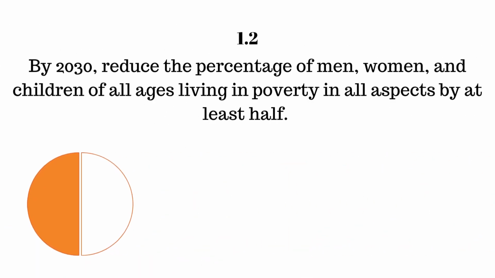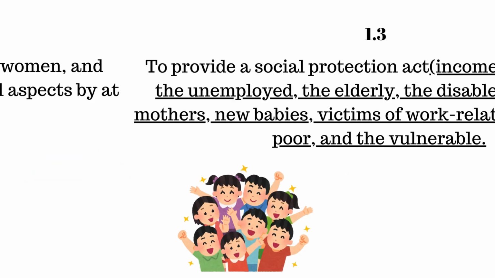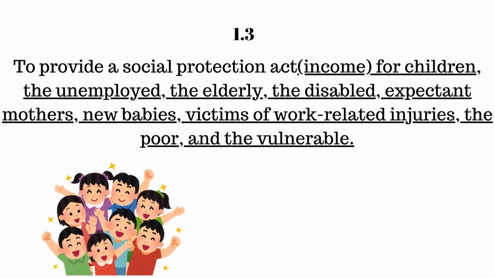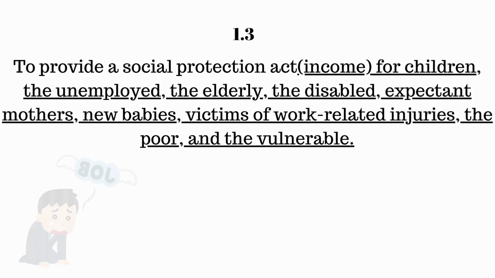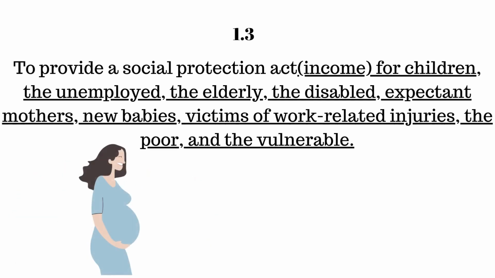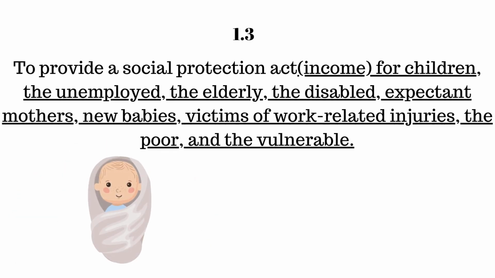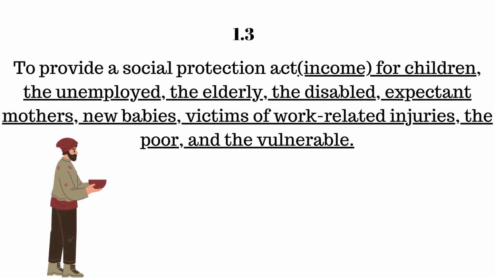1.2. By 2030, reduce the percentage of men, women, and children of all ages living in poverty in all aspects by at least half. To provide a Social Protection Act, it means income for children, the unemployed, the elderly, the disabled, expectant mothers, new babies, victims of work-related injuries, the poor, and the vulnerable.